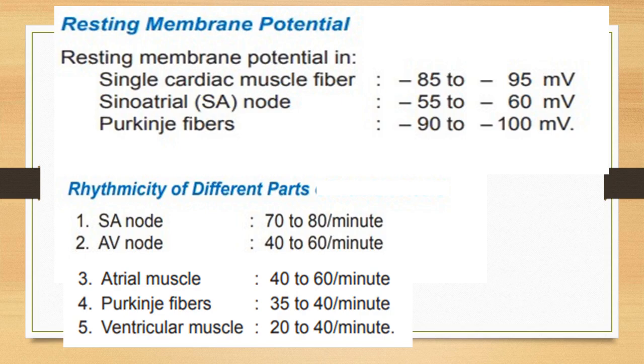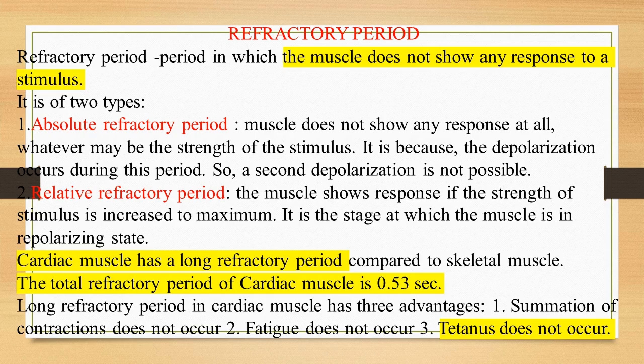Resting membrane potential varies across different cardiac muscle fibers, with the SA node having the highest rhythmicity. This table highlights the differences in potential and rhythmicity among various parts of the heart. The refractory period is when the cardiac muscle does not respond to stimuli, ensuring proper heart function.